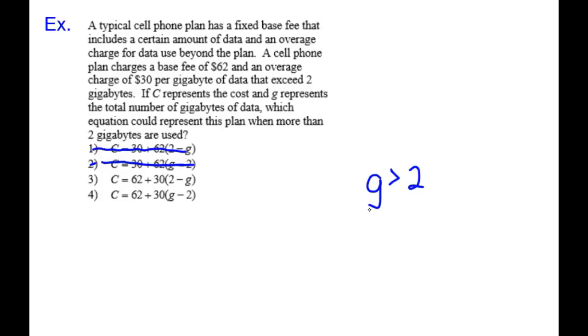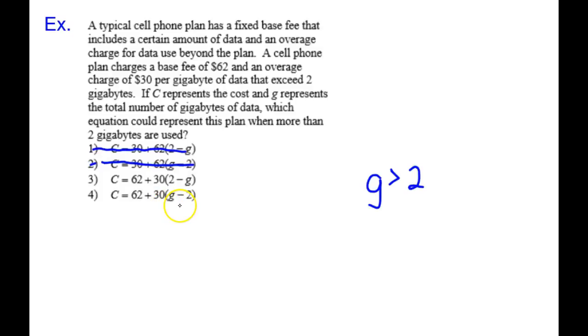Okay, so the easiest way to figure this out is just to plug a value in that is greater than 2 to see what happens to those two equations. So let's just pick 3. If we would plug 3 in for g in the third equation, we would have 2 minus 3, which is negative 1. Negative 1 times 30 is negative 30. 62 plus negative 30 is $32. So that means that the cost of your plan, if you use more than 2 gigabytes, would actually go down. Okay, that obviously does not make sense, so equation 3 probably is not going to work.